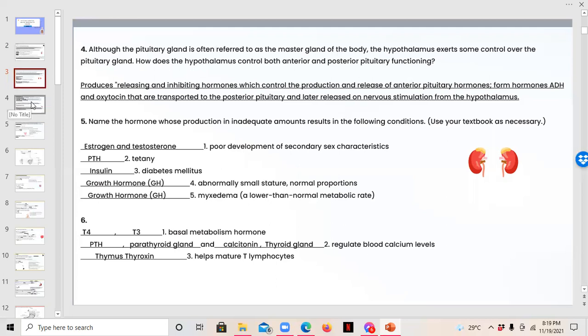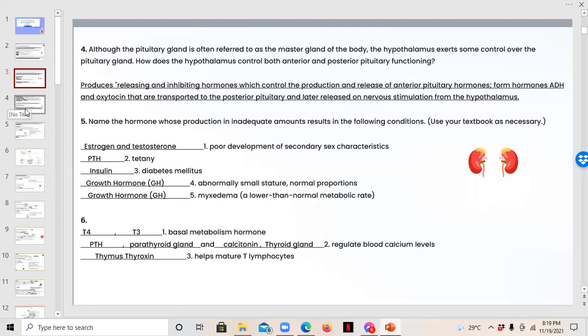Number five, myxedema, a lower than normal metabolic rate. The answer is growth hormone or GH. Number six, basal metabolism hormone. The answer is T4 and T3.